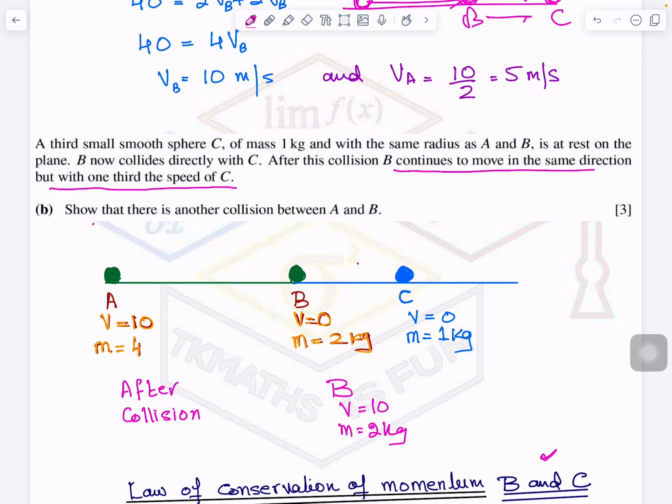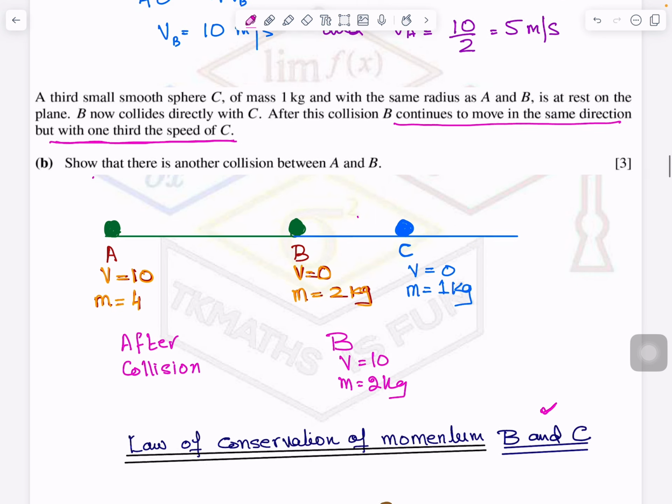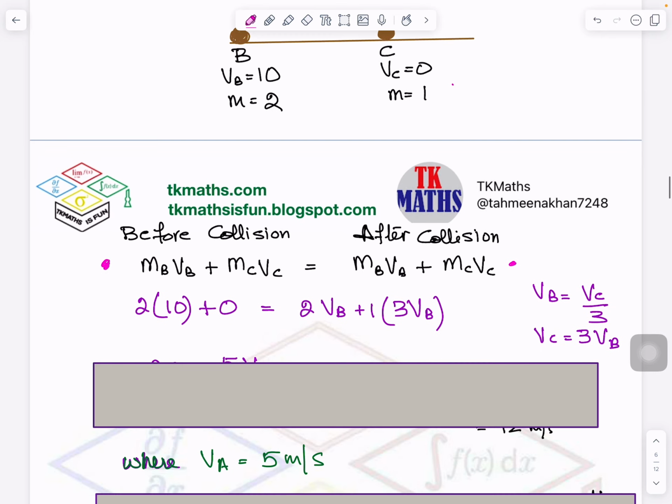B continues to move in the same direction, but at 1/3 of the speed of C. Okay, so whatever will be the speed of C, we will divide it by 3 to get the velocity of B. Because of this, I have written here that the velocity of C is 3 times VB. I could also write VC divided by 3 instead of VB, my choice. That will help me to get the velocity of B, because I have to check the velocity of B.